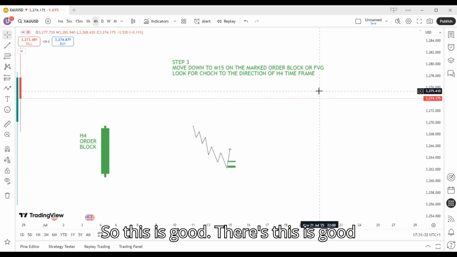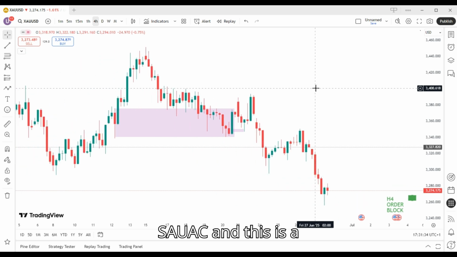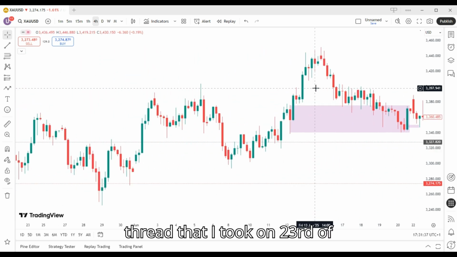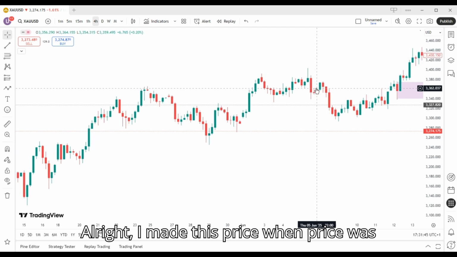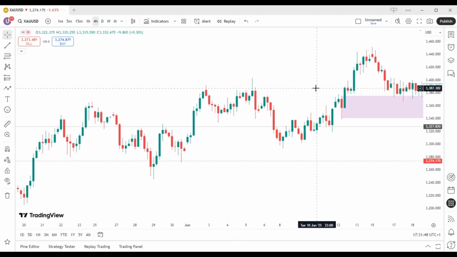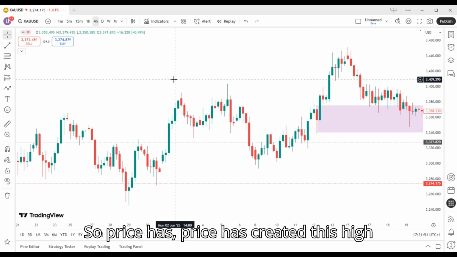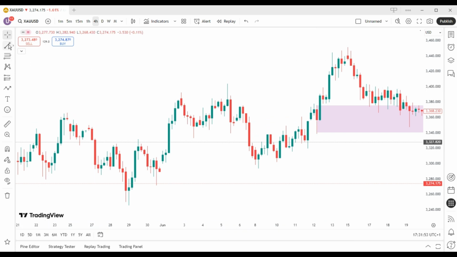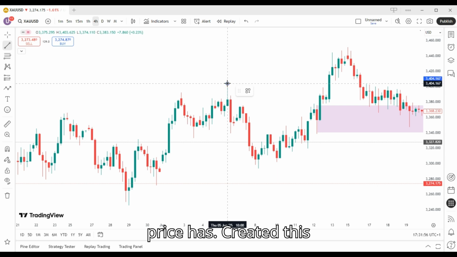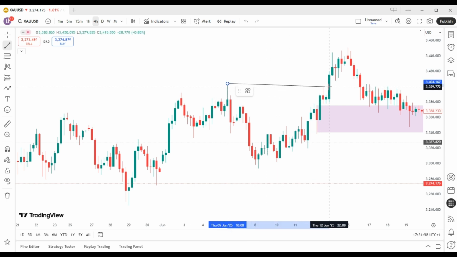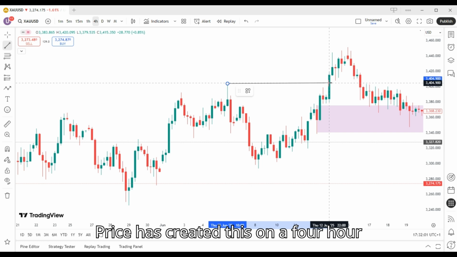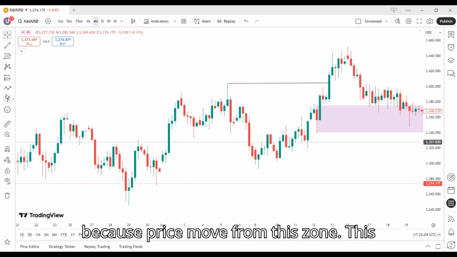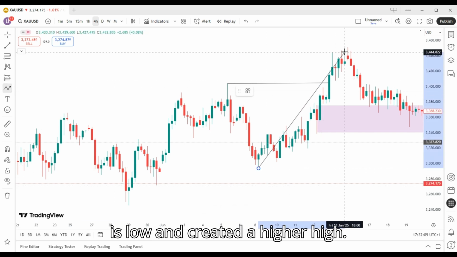So this is gold, XAUUSD. And this is a trade that I took on 23rd of June 2025. I made this trade when price was moving up. So price has created this high, price has created this high, price has created this high on a 4 hour time frame, because price moved from this zone. This is the low and it created a higher high.